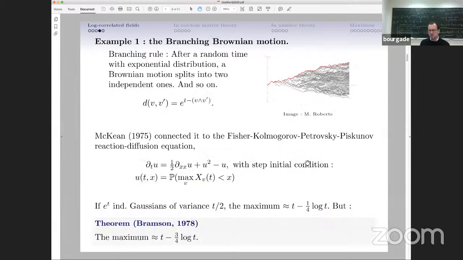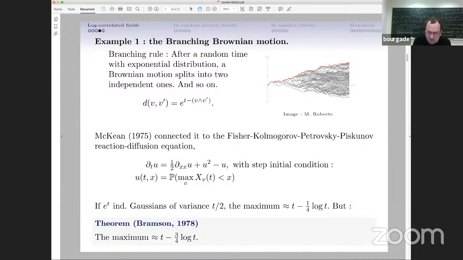Examples. The canonical example of a log correlated field is a branching Brownian motion. I don't need to remind the audience what branching Brownian motion is in detail. It really is, I'm putting my Brownian motions here, I normalize to a variance 1/2 at time one. And I put an exponential clock on my first Brownian motion that starts at time zero. When the clock rings, it splits into two independent Brownian motions and so on and so on. Each Brownian motion lives its life with this clock and split process.